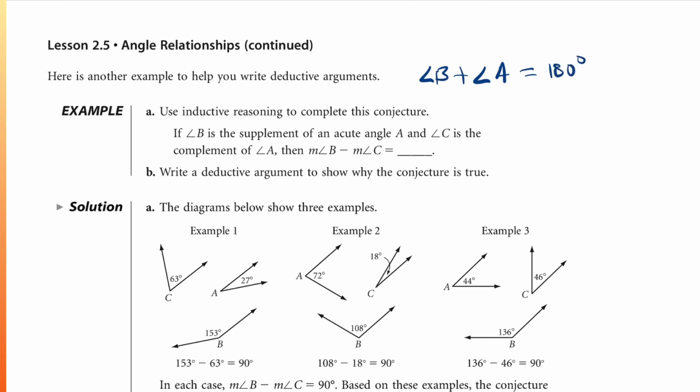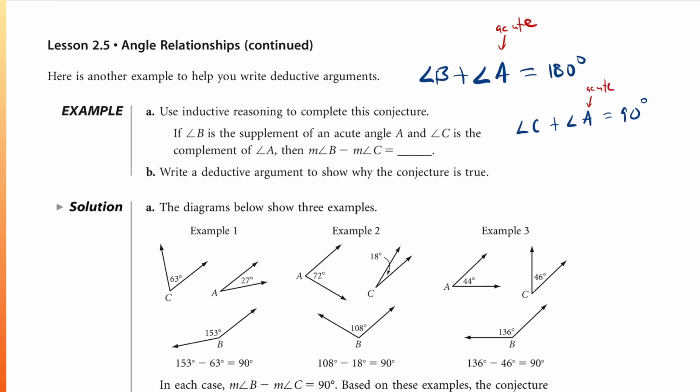And angle C is a complement of A. So angle C plus angle A has to equal 90. That's the definition of complement. Okay, so we already know that angle A is acute. So what is B take away C?